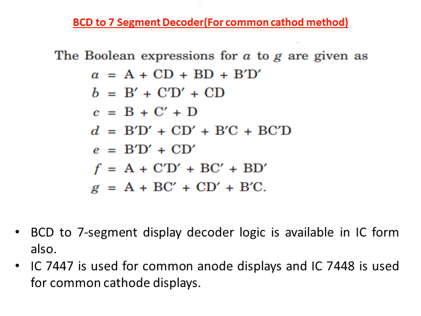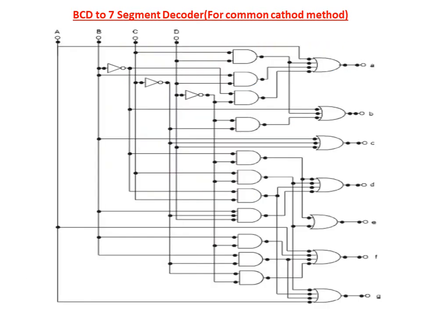So from the K-maps, we got the Boolean expressions A to G, that is given here. Based on the logical Boolean expressions, we have drawn the logical diagram for each output. So this way we can draw the logical diagram for each output.